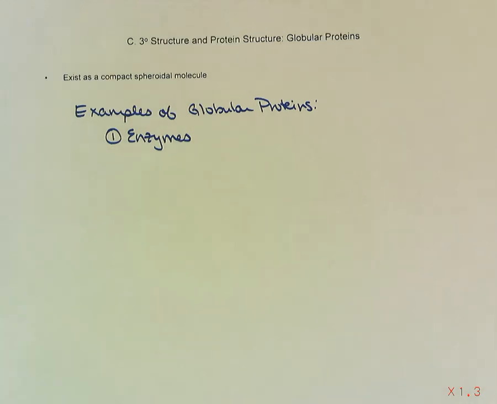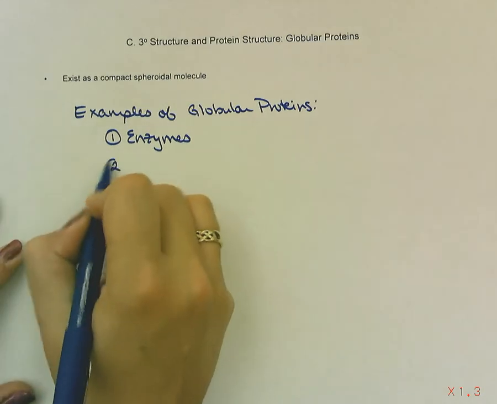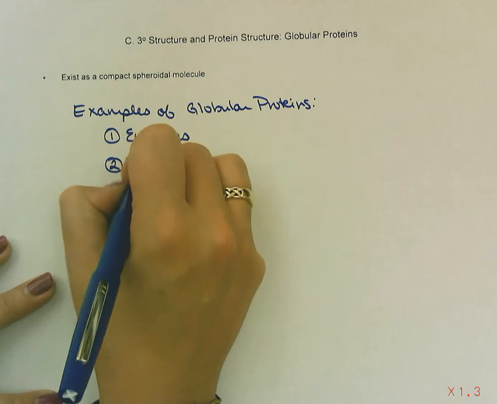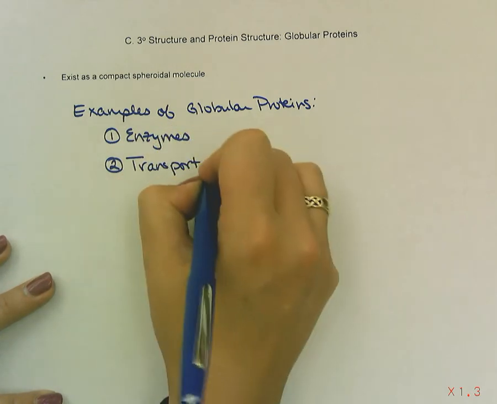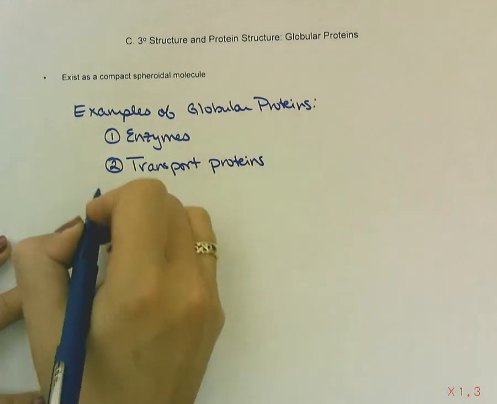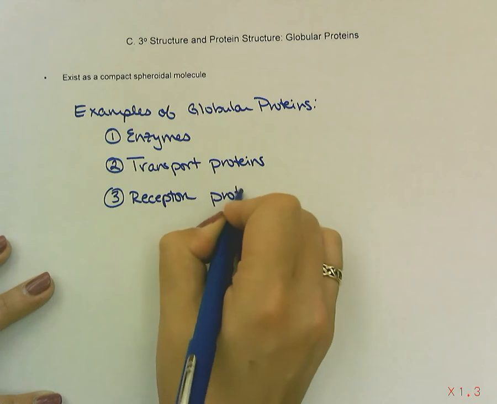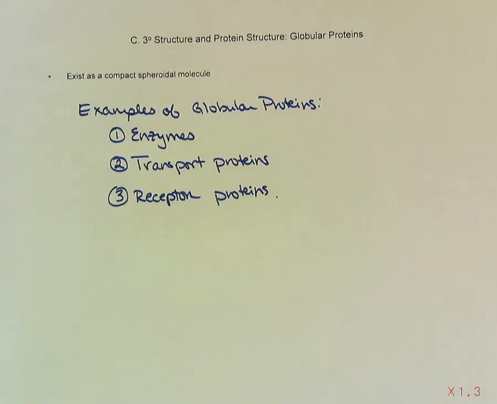Enzymes are typically globular proteins. So 3 common examples are enzymes, transport proteins, and receptor proteins. So if you've done anything in animal science or biology where there's the proteins on the cell that allow things to enter the cell or exit the cell, and they kind of are round-ish, ovally, those would be globular proteins.